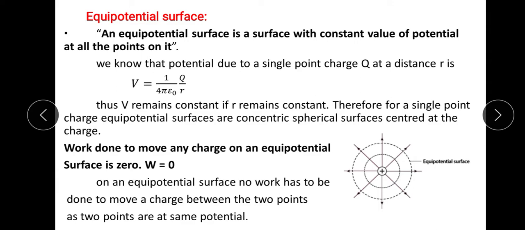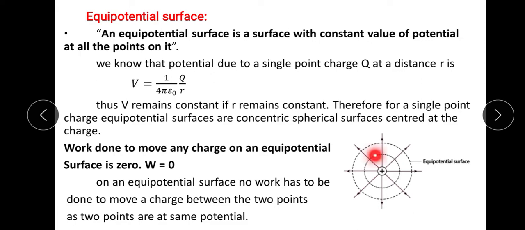Suppose the value of R is constant, then we can say that the value of V also remains constant. Correct? So if the value of R remains constant or same, then V should be constant. So if I consider a charge placed at this point and let me draw two circles around it. See, these are the two circles around this charge. The charge is placed at the center and these are the two concentric circles around it.